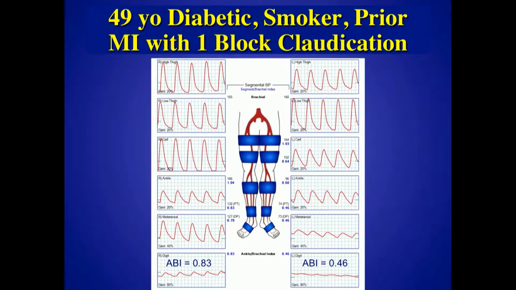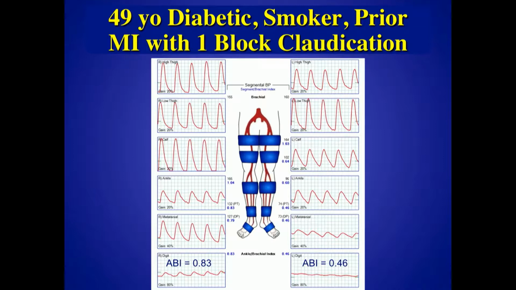We do ABIs, and frequently we'll add on the segmental pressures, which you see on the diagram next to the cuffs. I know you can't read the numbers, but that's where they are. We also augment those with the pulse volume recordings, and those are the waveforms on the side. So there's three components to our indirect study: ABI, segmental pressures, PVRs. And between these three tests, you get a lot of information.